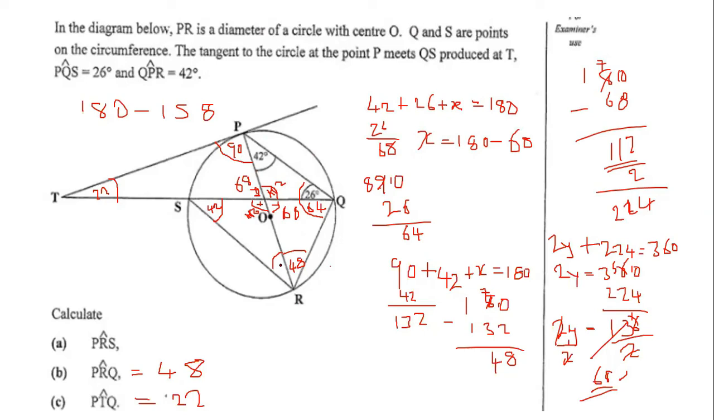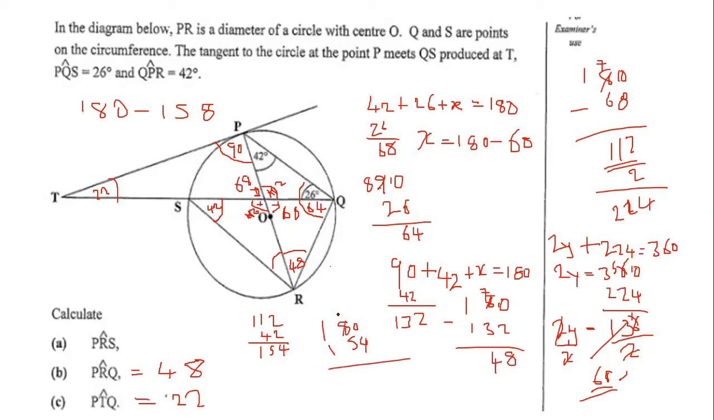So the only one missing is this one. So we can easily say 112 plus 42. Add this one. We're going to have a 4, and this is a 5, and this is 154. Then we subtract 180 minus 154. So what value are we getting here?